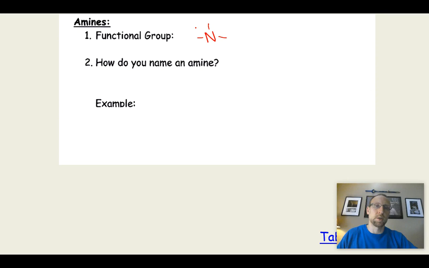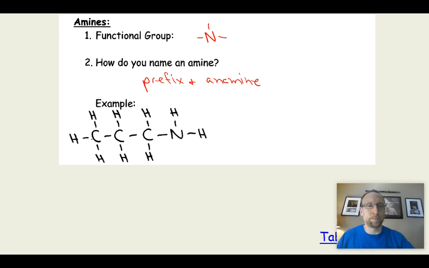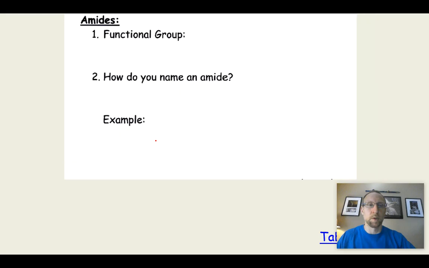So these are prefix plus anamine. Like, hey, it's an amine. So it's going to end in anamine. So here's your example. So 1, 2, 3 carbons. This is prop, 3 carbons. And then it ends in anamine. And now don't forget our general rules. Where is that nitrogen? On the first carbon. So it's 1-propanamine. Look at the example. The example has a number. You need a number. Number shows location. Lowest possible number.